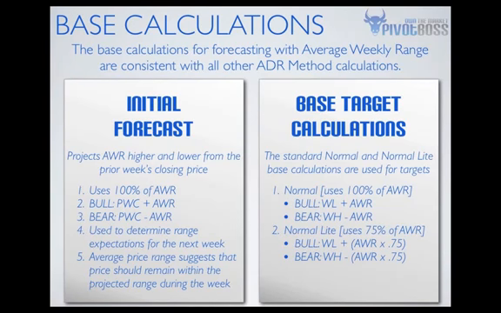So again, we're going to use the base calculations for forecasting average weekly range, which are normal and normal light, which is 100% of AWR and 75% of AWR. And we're also going to talk about the initial forecast. The initial forecast is when you project the average weekly range higher and lower from the prior week's closing price. So you forecast the entire 100% average weekly range higher from the prior week's close price and lower from the prior week's close price to determine your range expectations for the upcoming week.